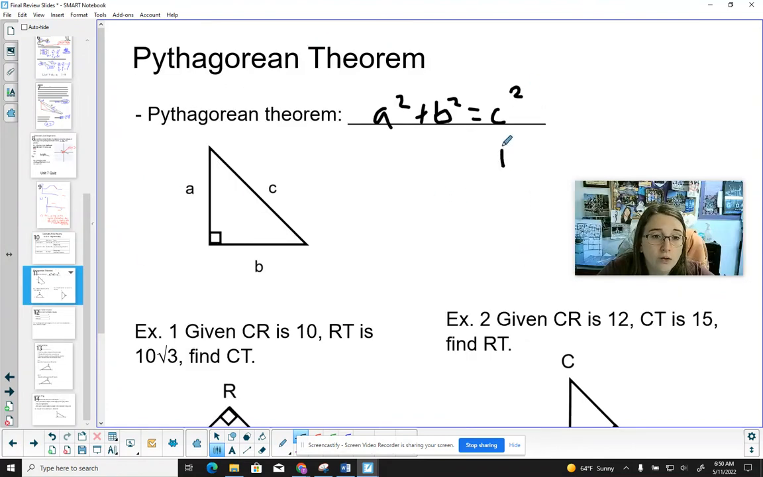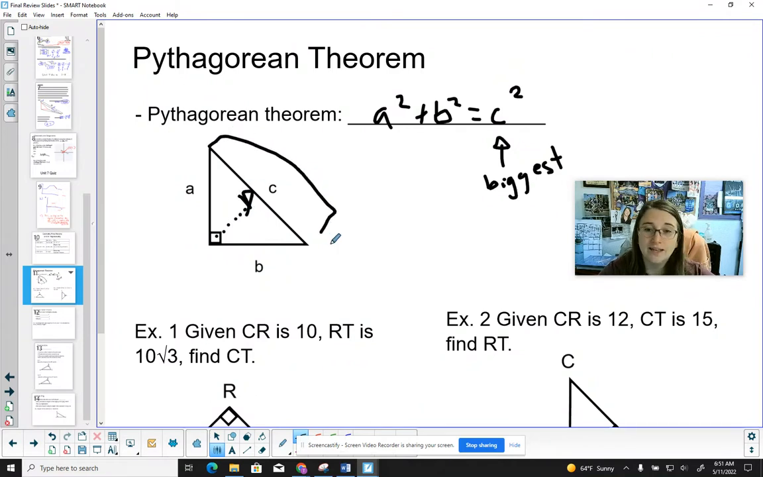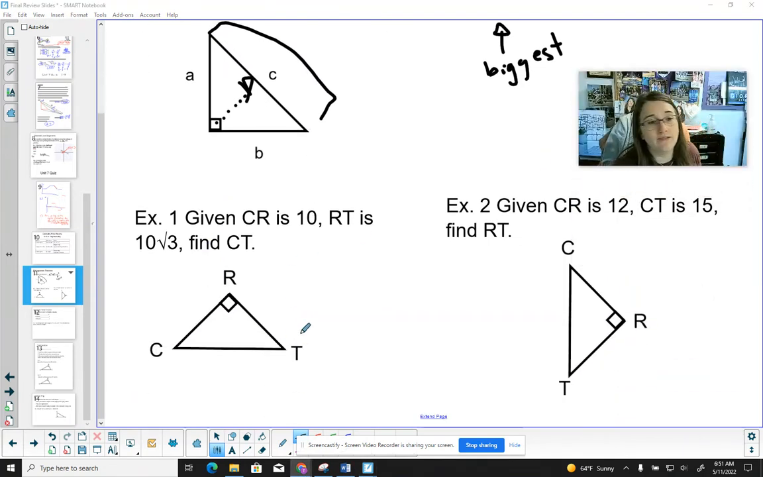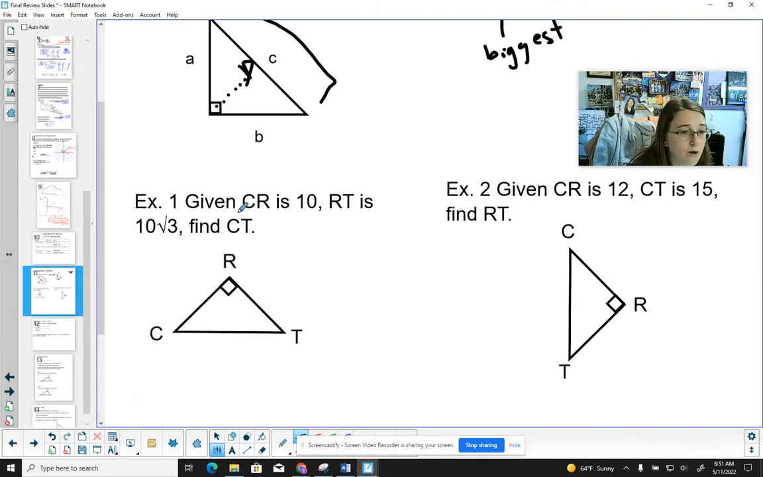And remember, the only rule is that C is either the biggest side. If I know all 3, then we know that C has to be the biggest side, or visually it's across from the right angle. So here's my right angle. This one has to go in place of C. That's the only rule. So this changes, depending on what we have, it changes how we solve it. So let's go ahead and look at number 1.